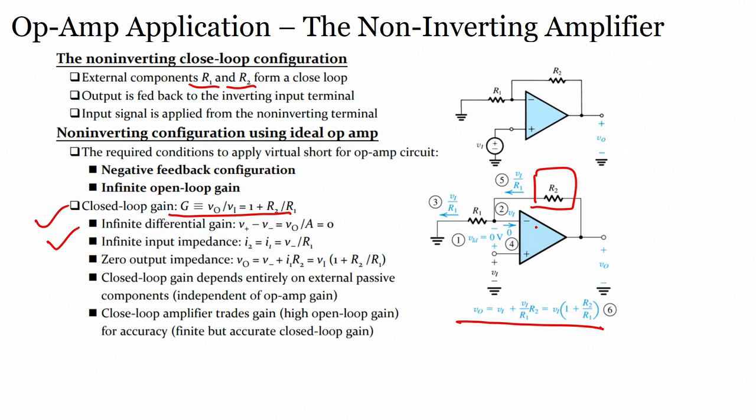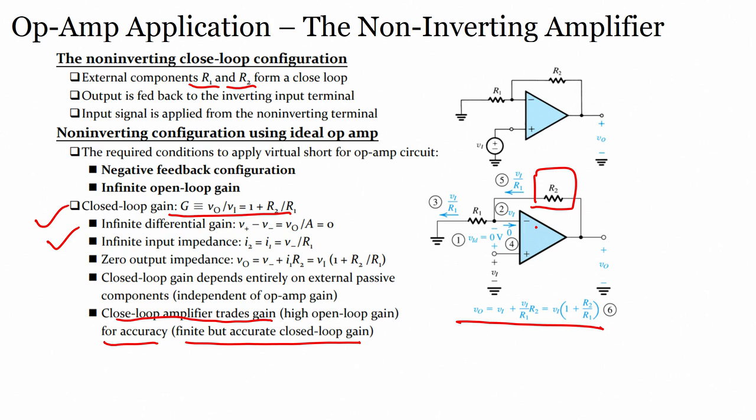Infinite differential gain, infinite input impedance, 0 output impedance, closed loop gain depends entirely on external passive components. The same thing we have repeated in the inverting amplifier, and the same is there for the non-inverting amplifier. And finally, the closed loop amplifier trades gain for accuracy, a finite but accurate closed loop gain. That means we can change the gain if we apply closed loop, we have control over the closed loop gain when we apply feedback to the amplifier.